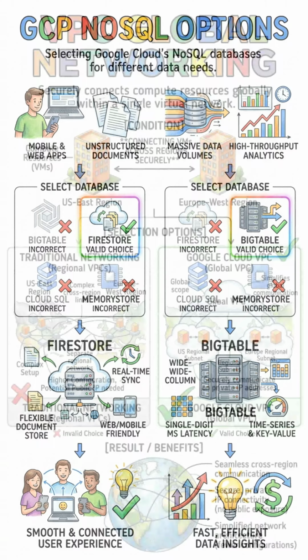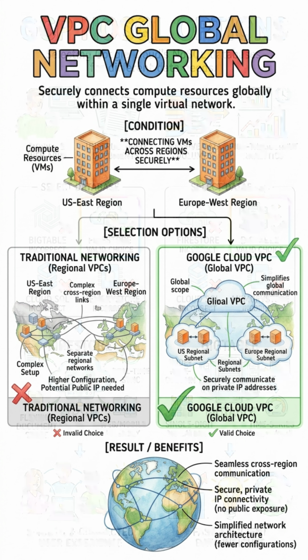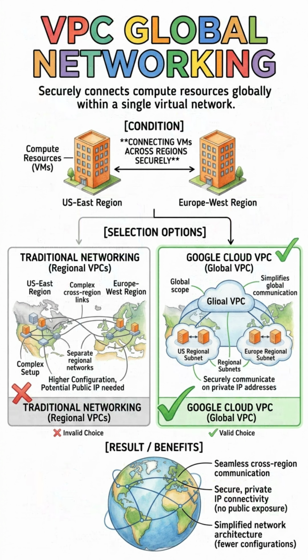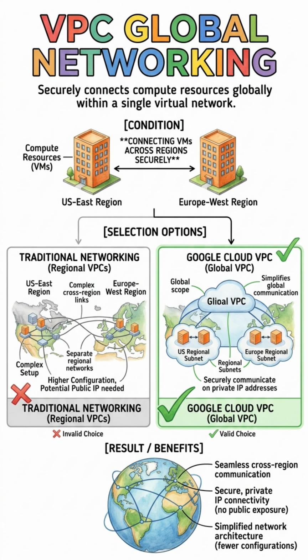A virtual private cloud, or VPC, provides global networking functionality to connect your compute resources securely. Unlike traditional networks, a Google Cloud VPC is global, while its individual subnets are regional. This unique architecture simplifies global networking by allowing virtual machines in different regions to communicate securely on private IP addresses.